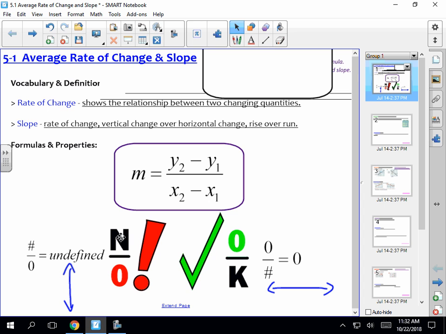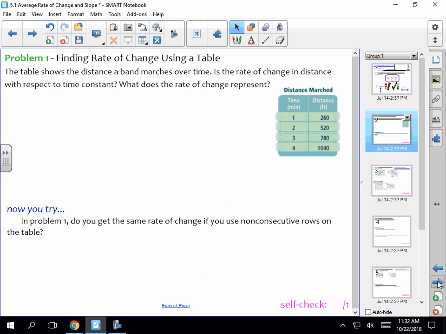All right. So next one here. Finding a rate of change using a table. We've done this before. I wanted to connect slope to what we've been doing. On the last test, I had you look at the y values of the table, right? And you noticed that they were going up by the same amount.